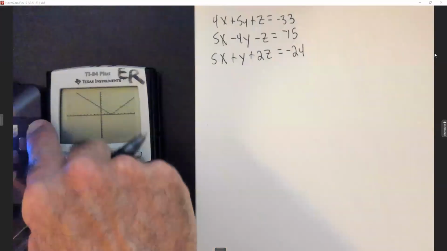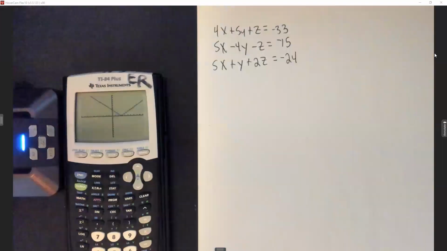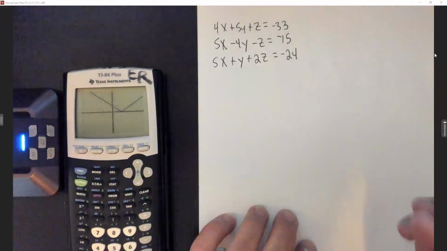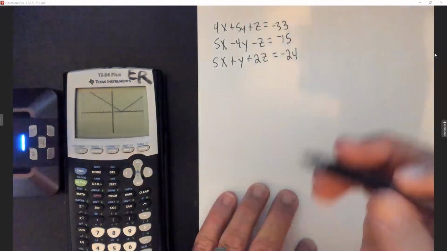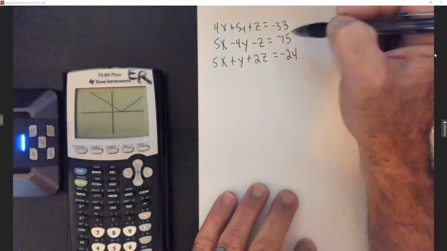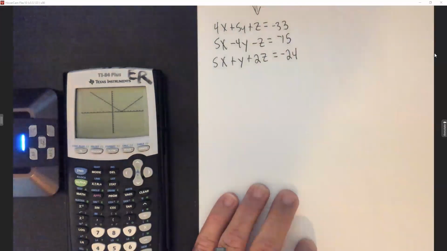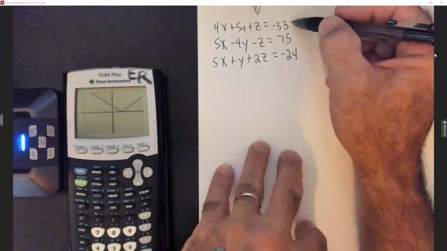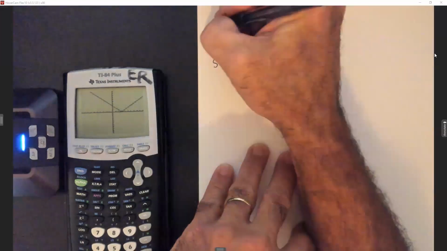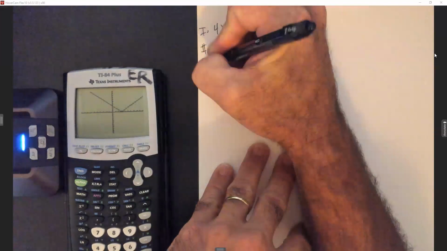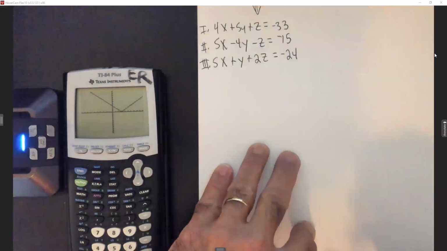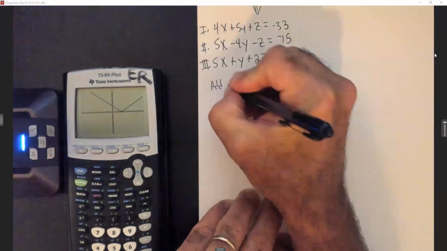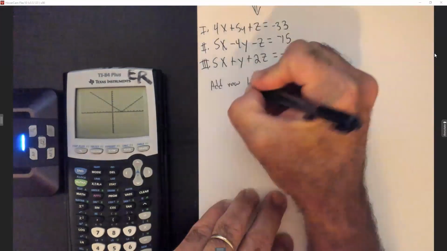So remember, on these problems, I got to try to get rid of one of these letters. So the easiest letter to get rid of for me would be the z's right here. I'm going to get rid of the z's. The first time, I'm going to add row, I'll call this row 1, 2, and 3. So the first time I'm going to add the first 2 rows. So add row 1 and row 2.